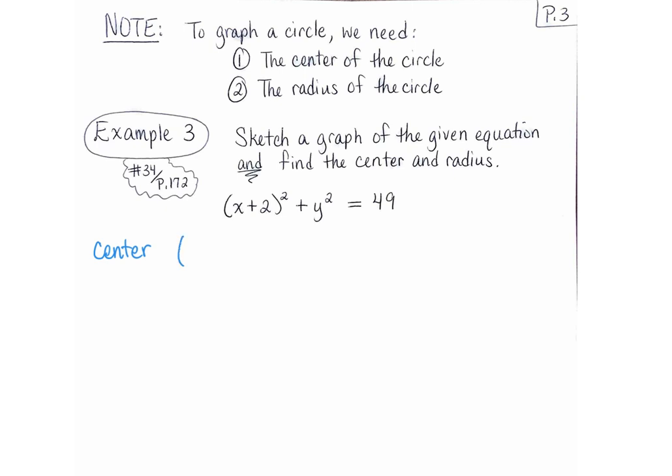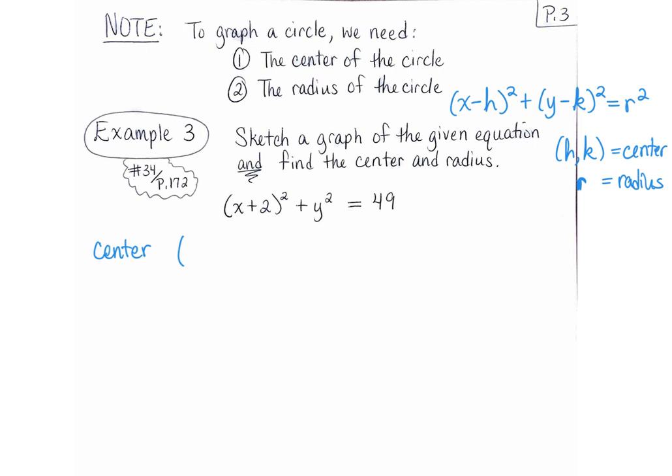If you have your standard form, it's x minus h squared plus y minus k squared equals r squared. So your center would be h comma k, that's your center. And your radius would be r. So I'm asking you, what's h and k? And I'm asking you what's r. And you have to be careful because this says the quantity x plus 2 squared plus y squared.